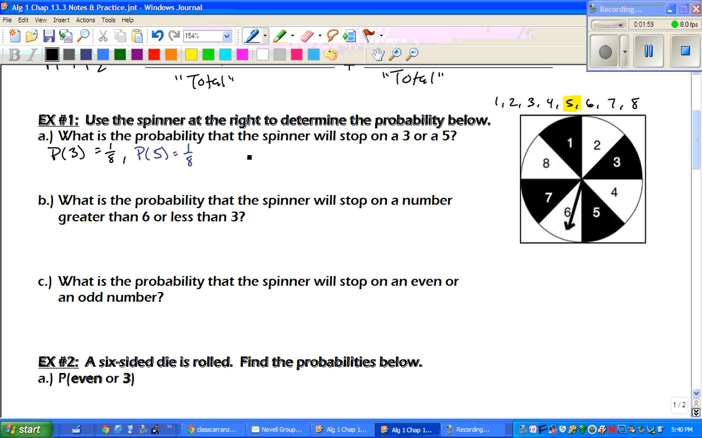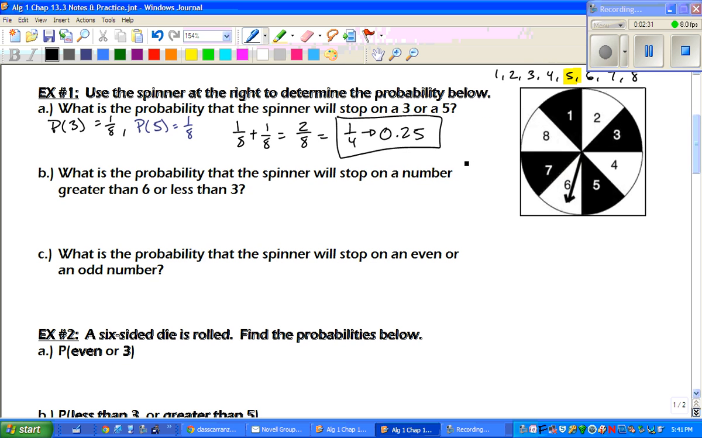So what we would do is we would add those two together. 1/8 plus 1/8, and that is 2 over 8. We would reduce that to 1/4. And if you're putting it as a decimal, that'd be 0.25. Okay, and we talked about the probability you always round to the second decimal.